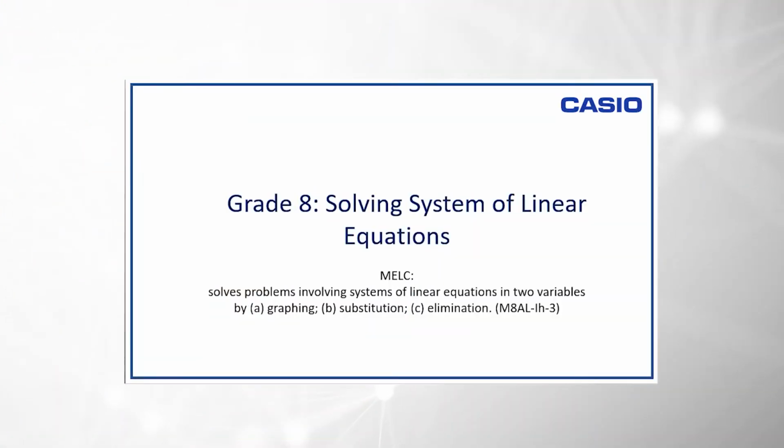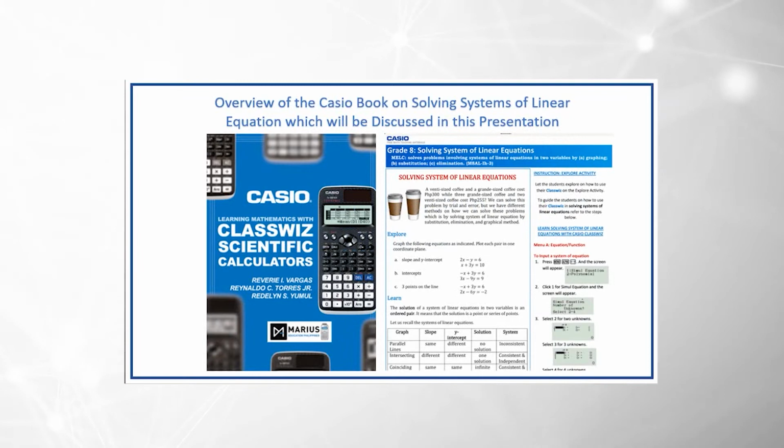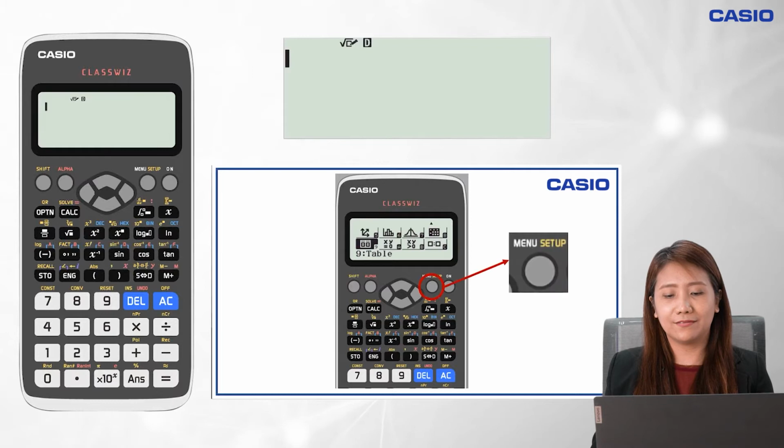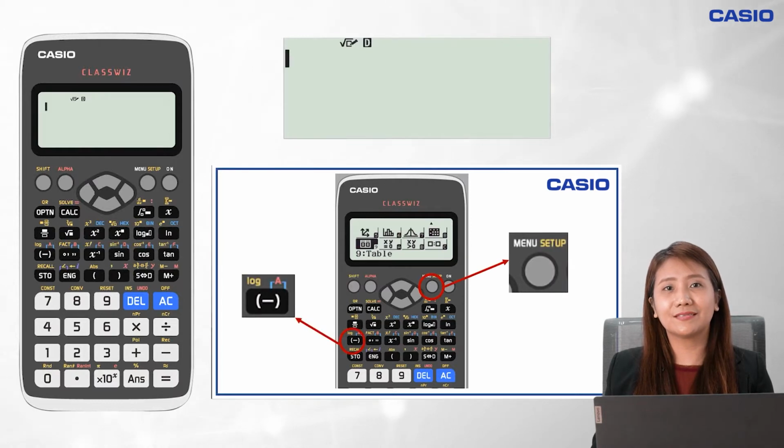In this video, we will explore how we can use the CASIO calculator in solving systems of linear equations. The examples and steps to be discussed in this presentation are also indicated in the CASIO book on solving systems of linear equations. The CASIO Emulator is a great tool for teachers to simulate the process of learning and computation in class. In this lesson, we will be exploring Menu A, Equation Function Mode, as we learn and teach solving systems of linear equations with CASIO ClassWiz.